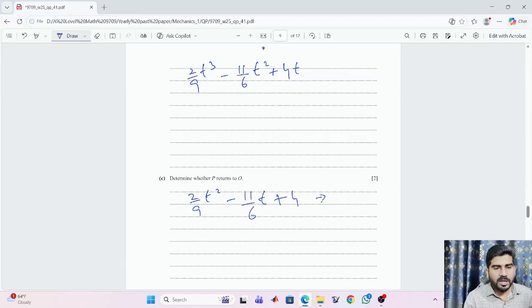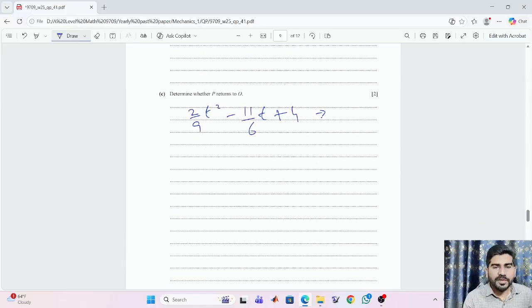We can just check whether its discriminant is greater than 0 or less than 0. If the discriminant is less than 0, then it means that there isn't any real solution. So no real solution will be here, so it will not return. So first we need to check its discriminant. First we can just simplify it. The LCM will be 18 here, so we can just multiply with 18.